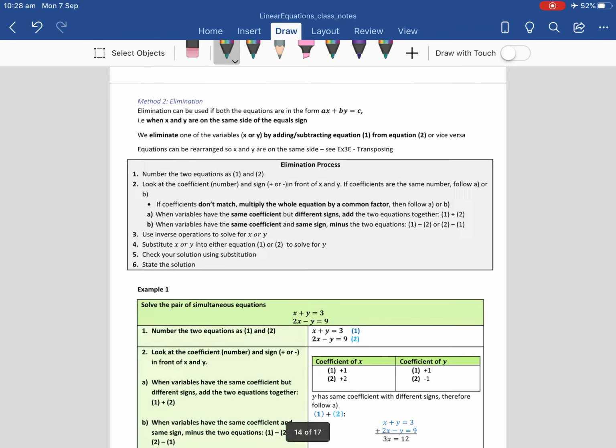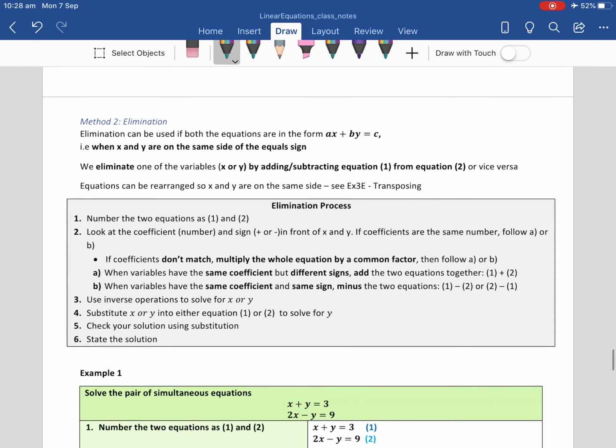We're going to do method 2, elimination, as well. Elimination can be used if both the equations are in this form. What that means is the x and y are on the same side. So if in both of your equations the x and the y are on the same side, you use the elimination method.